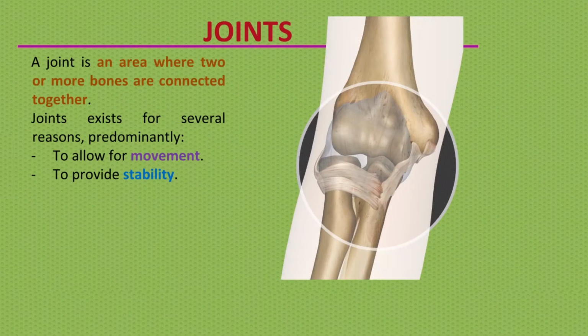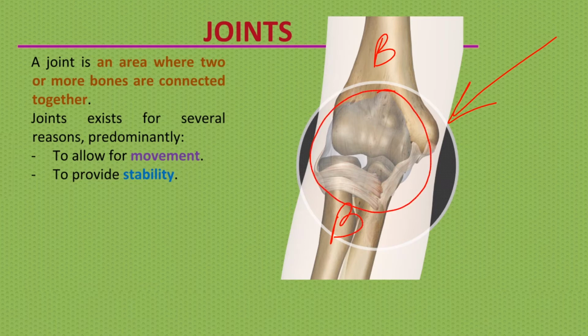A joint is an area in which one or more bones are connected together. A simple graphical representation of a joint is found on the board. Here we see one bone and another bone. This area in which they are connected together is what we refer to as a joint. Joints exist for several reasons, predominant among which are to allow for movement and to provide stability. In the human body, there are different types of joints, as we'll find out.